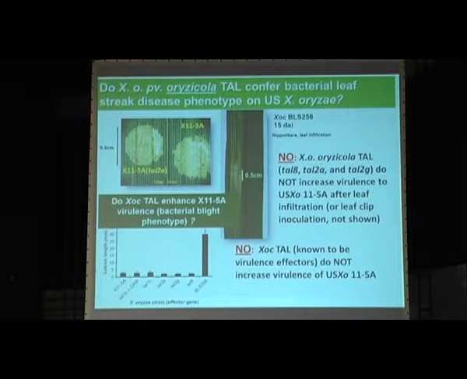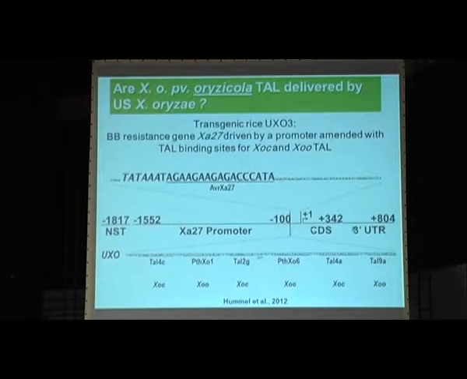We did not see an increase in virulence in the lesion length assay, which is the bacterial blight assay, by the addition of the Xanthomonas oryzicola TAL. So one of the questions is, well, maybe the U.S. strain cannot deliver the Xanthomonas oryzicola TAL effectors. Maybe it's just not competent to deliver them.